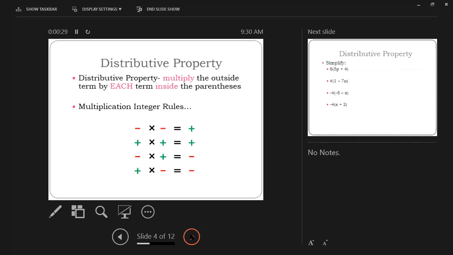The other thing that you're going to have to deal with a lot of times with equations or expressions is the distributive property. And you have to remember these multiplication rules. Negative times a negative is a positive, positive times a positive is also a positive. So if the signs are the same, you're going to get a positive number or a positive variable. The other two signs are different, so those always end up negative.